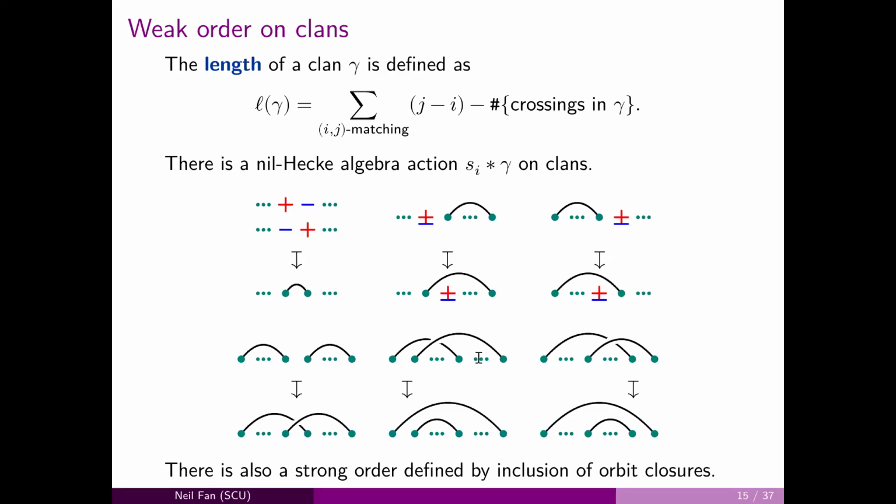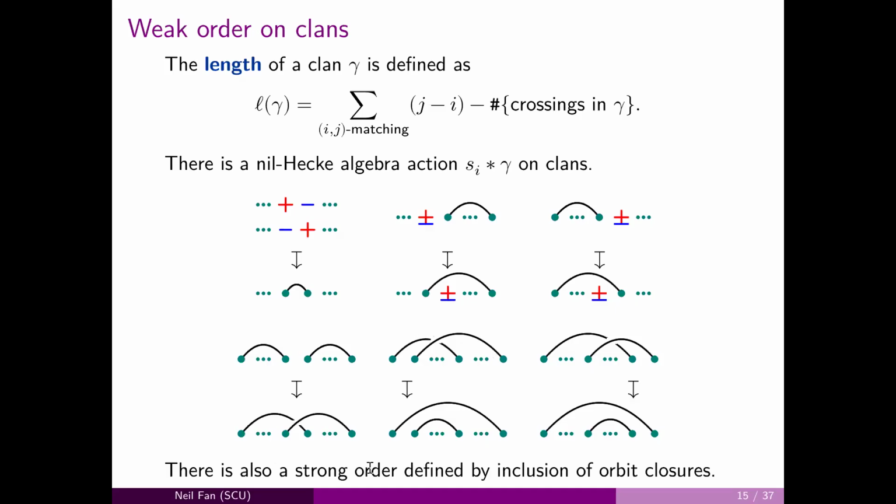Similarly, for these 2 situations, if there is a crossing around 2 adjacent nodes, we can make it into a nesting. So these 2 cases, it is easy to see that the length increased by 1. So this defines the weak order on clans.